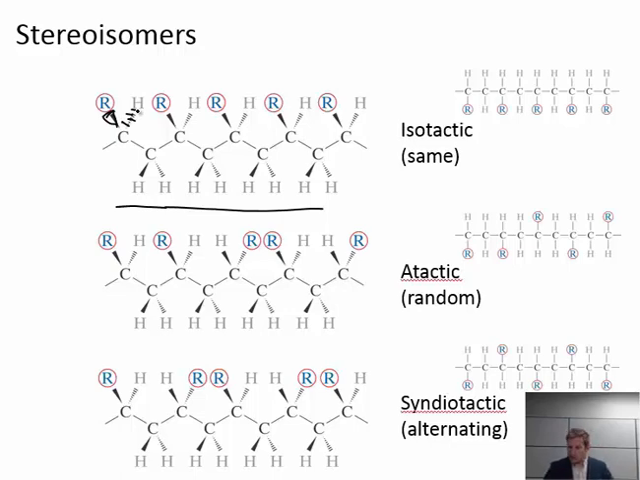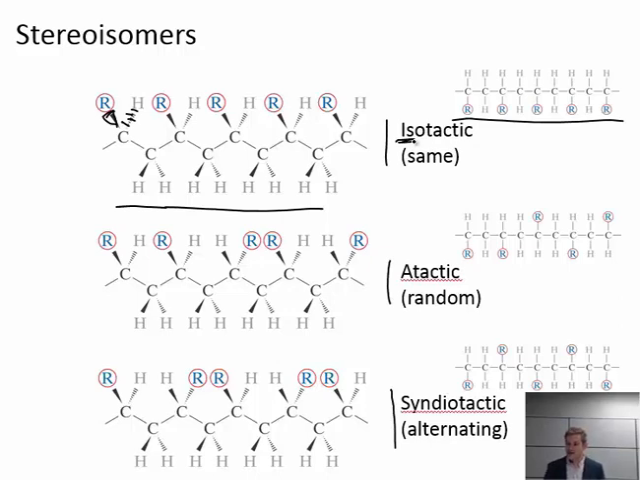Or we could kind of all smush it on a single plane and show it in this sort of fashion. However, it's still a little difficult to see in two dimensions. So we're going to think about models shortly. Now, stereoisomers can take three different fashions. We can have isotactic, atactic, or syndiotactic.